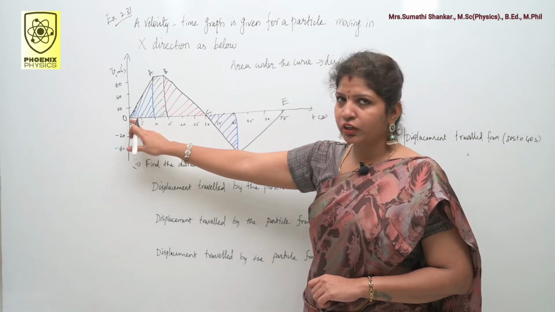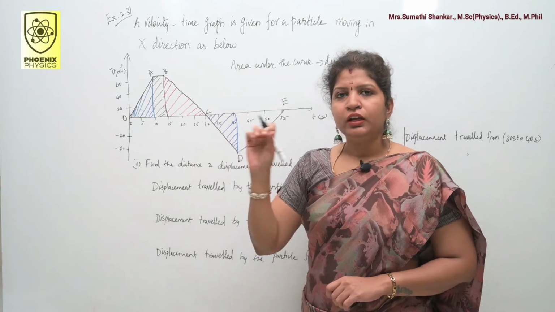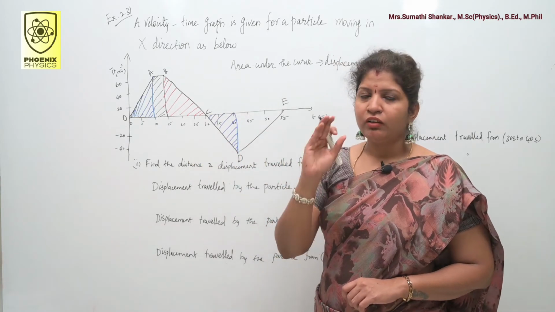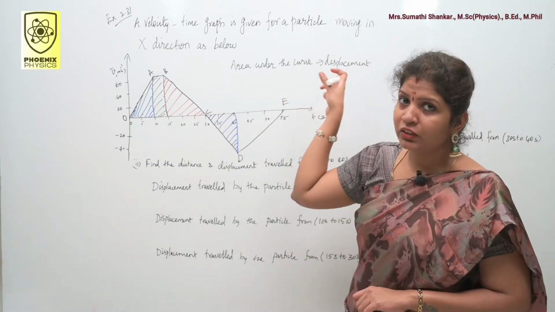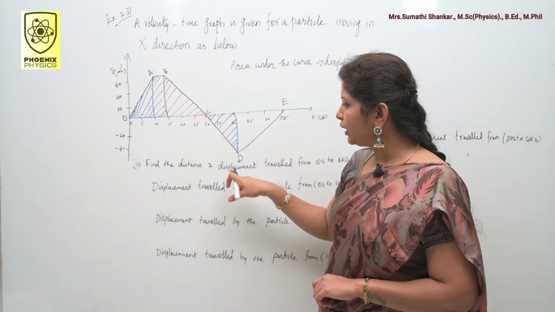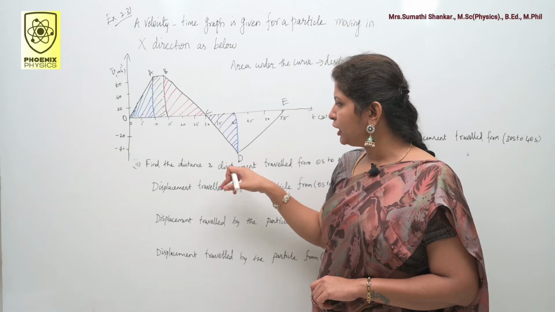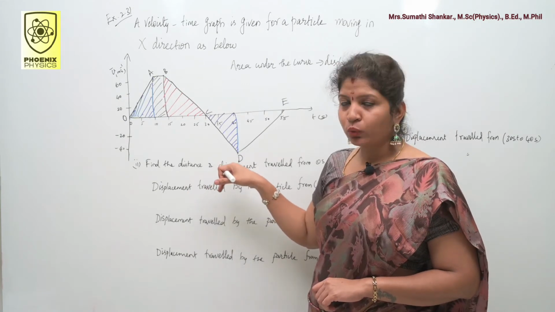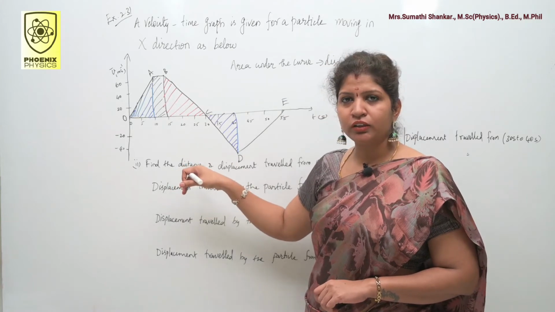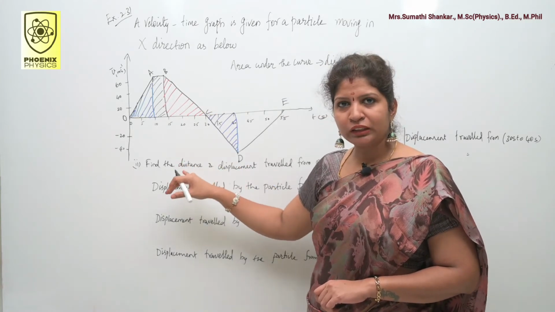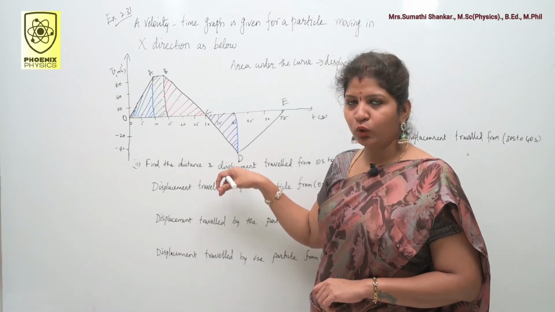Second subdivision, find the distance and displacement travelled from 0 second to 40 second. Here this is my 0 second and this is 40 second. You know that if it is a VT graph, meaning velocity time graph, the area under the curve will give displacement. We have to calculate distance and displacement. What is the difference between distance and displacement? Displacement is a vector quantity, so it has direction. Distance is a scalar quantity. The total path is distance. I hope you know that.